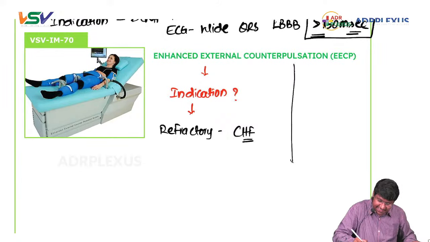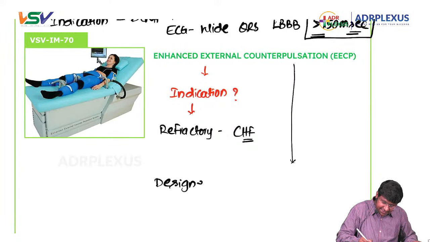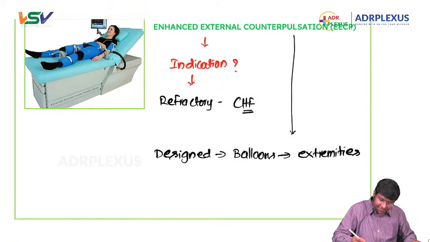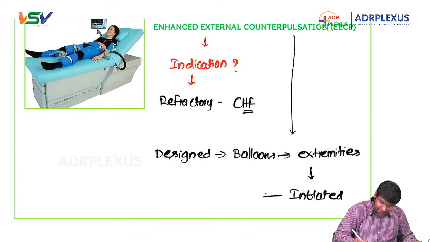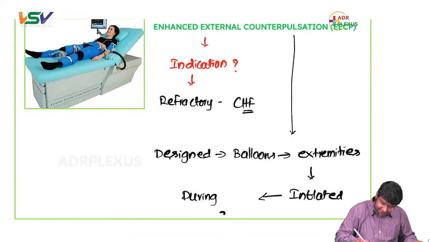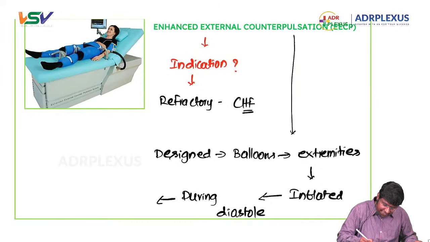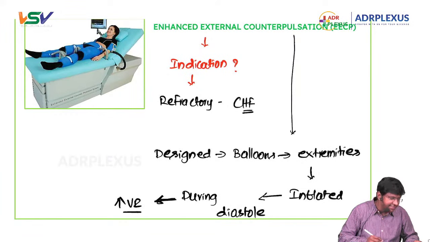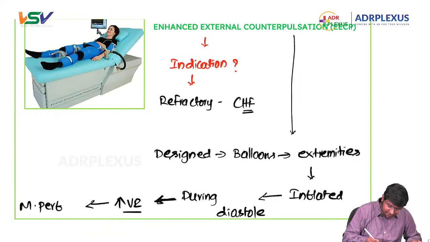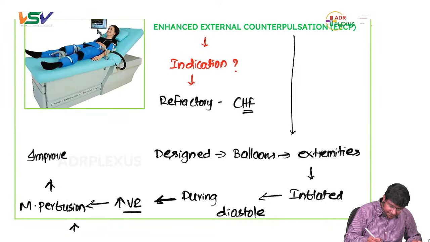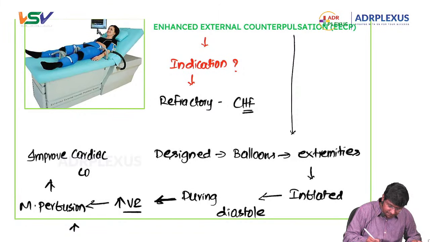How is this ECP designed? The ECP is designed in such a way that inflatable balloons which are connected to the extremities are inflated during the diastole. Thereby what will happen to venous return? There will be an increase in the venous return, and once the venous return is increased during the diastole, what will happen to your myocardial perfusion? Myocardial perfusion is increased, and this will improve the cardiac contractility.